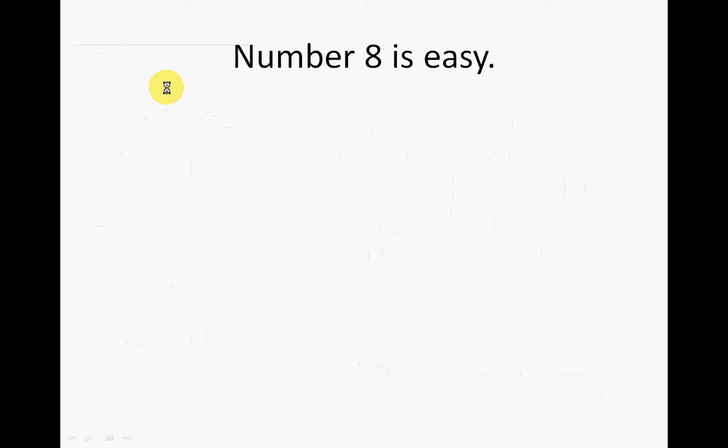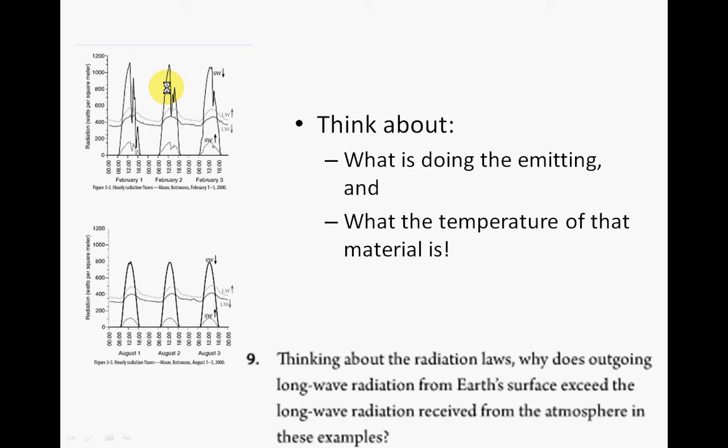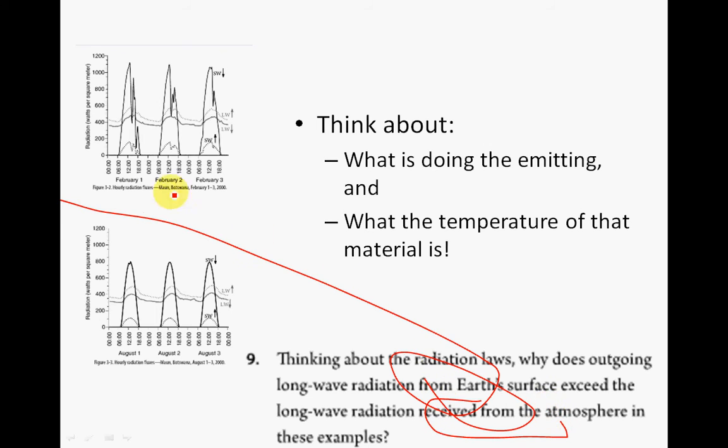For number 9, thinking about the radiation laws, why does outgoing longwave radiation from the Earth's surface exceed the longwave radiation received from the atmosphere? Make sure that you understand the question here. What they're saying is, see how in all of these curves, longwave up, which is this curve right here, is always greater than longwave down.